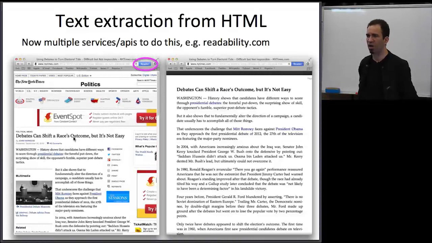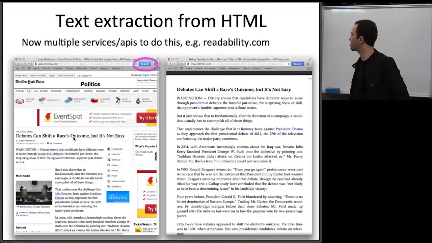There are APIs. There are businesses that specialize in this technology. If you've used Safari, there's that little reader button, which goes from the thing on the left to the thing on the right. And it's an entire web service that all it does is scrape and solve this problem for you. Anyway, text extraction hurts.